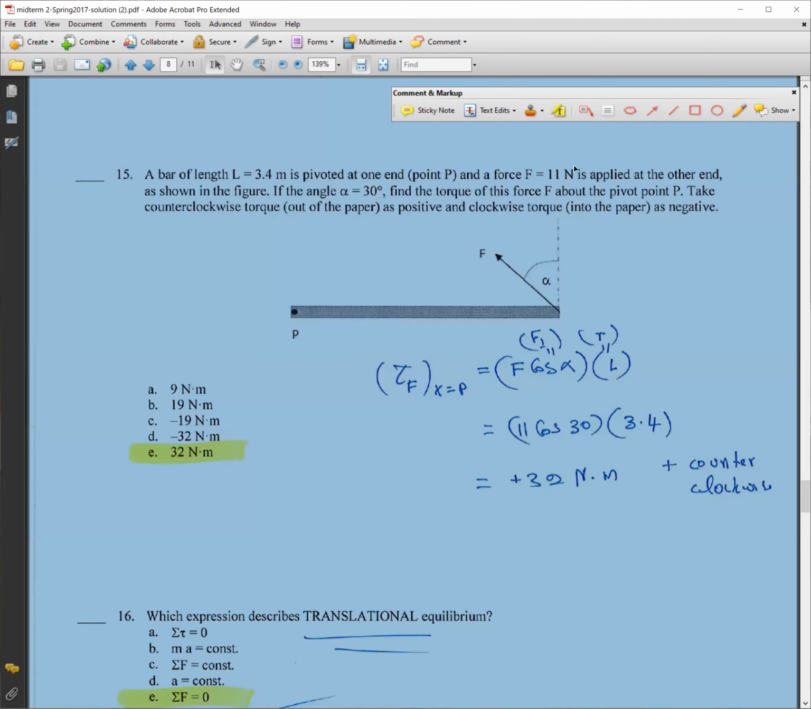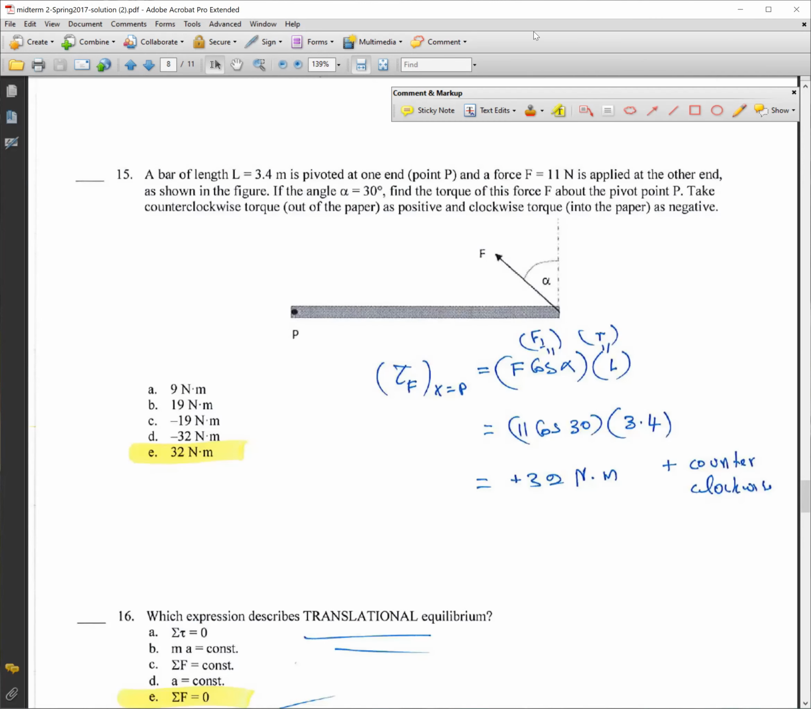what happens, where's my pen? One second, choose red.